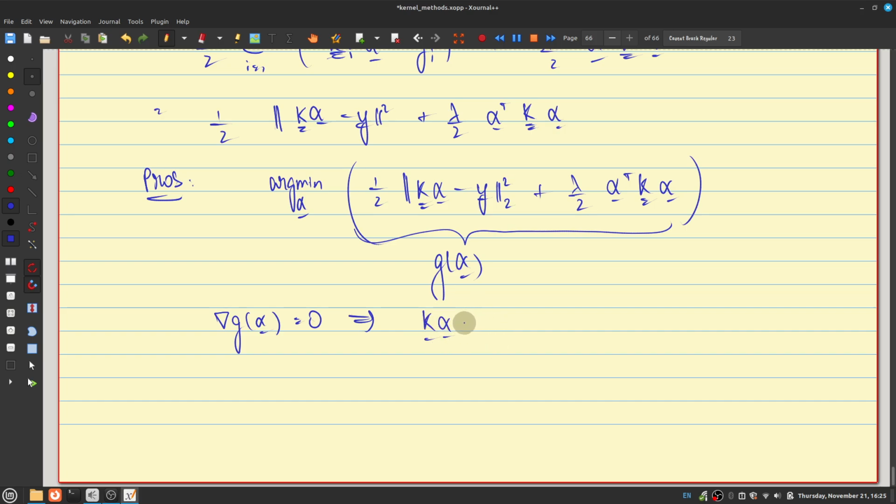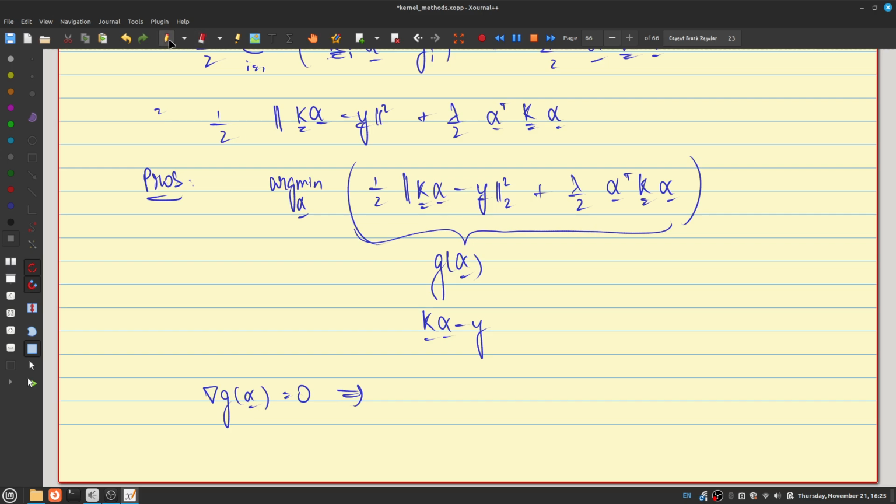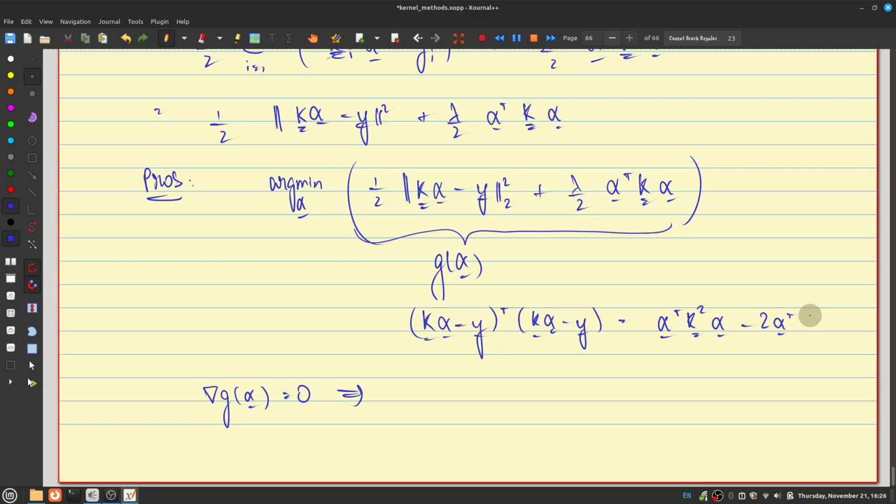Okay, alpha minus y transpose K alpha minus y is equal to alpha transpose K square alpha minus 2 alpha transpose Ky plus y transpose y, right? I'm just using the fact that K transpose is equal to K.